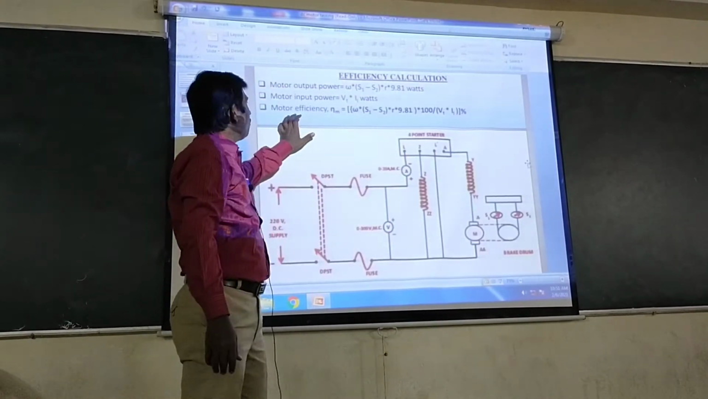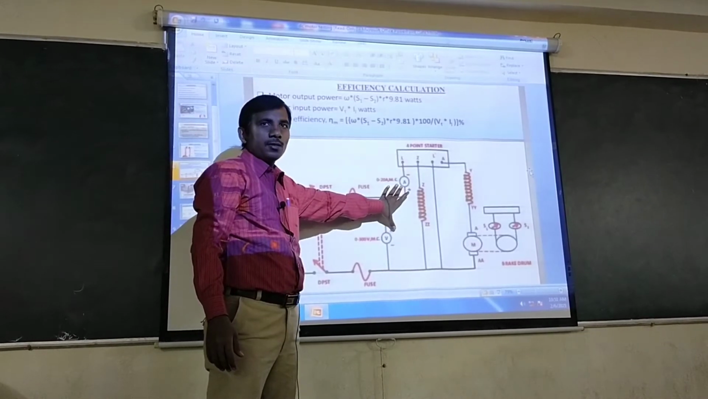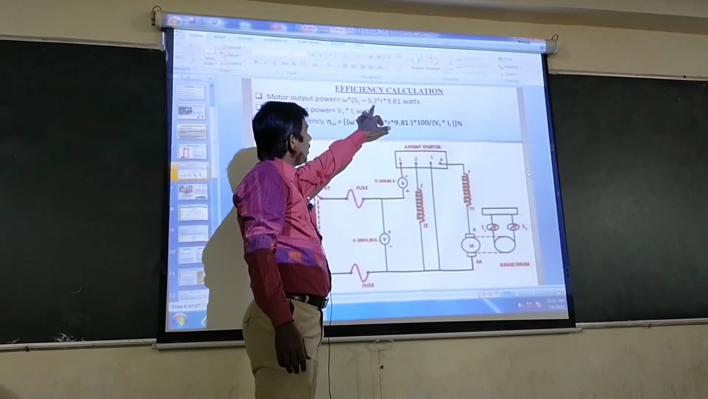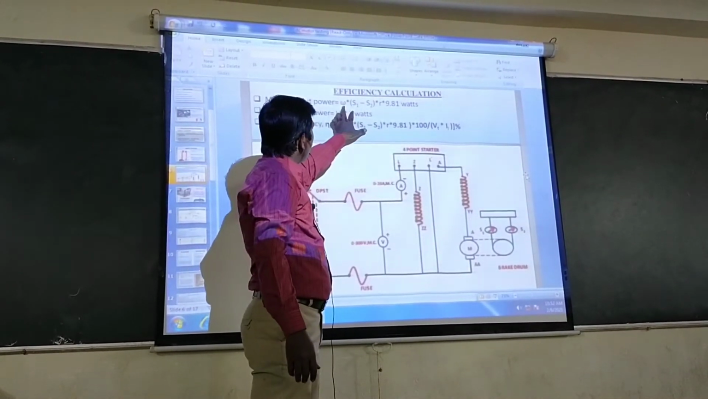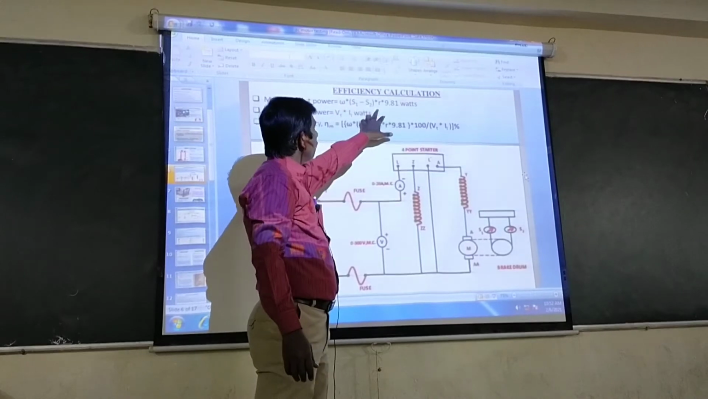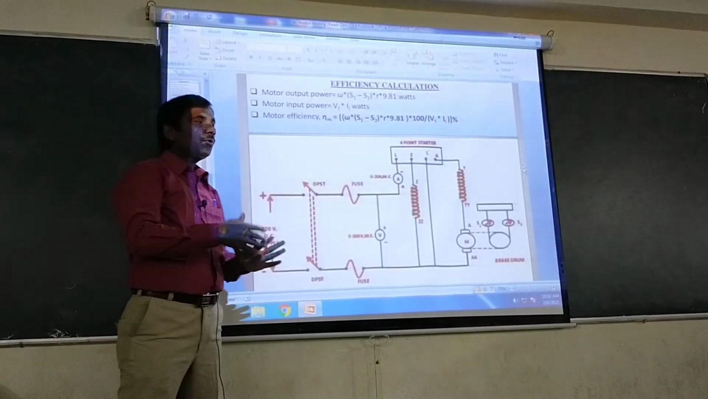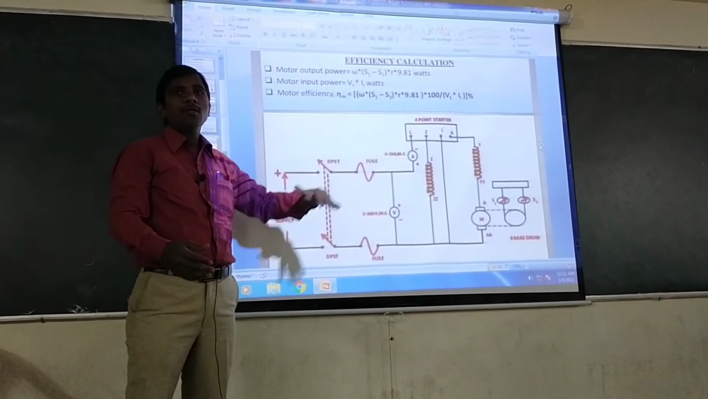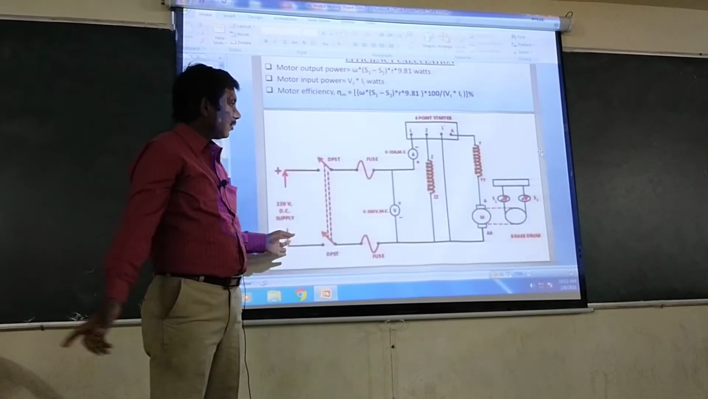That gives the motor output. Motor input power is taken from the voltmeter reading and ammeter reading, whose product gives the motor input, whereas the motor output is given by S1 minus S2 into radius into weight. Here N is the speed of the DC motor, R is the radius and 9.81 converts to watts. By doing this experiment we find the efficiency: output by input gives efficiency. This experiment is already in the laboratory.